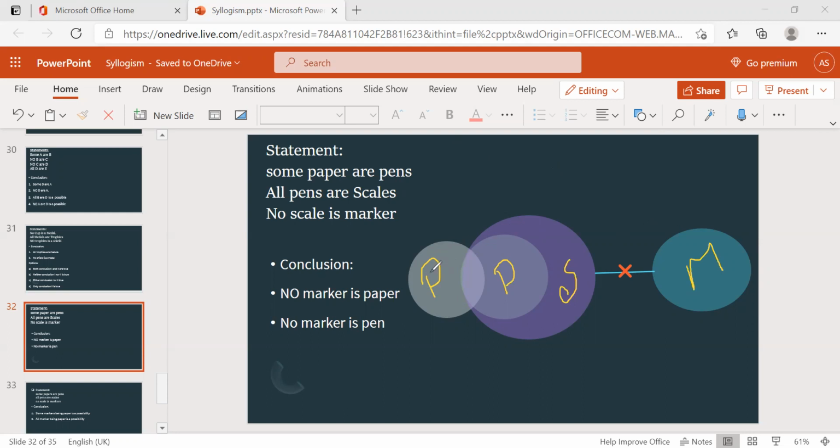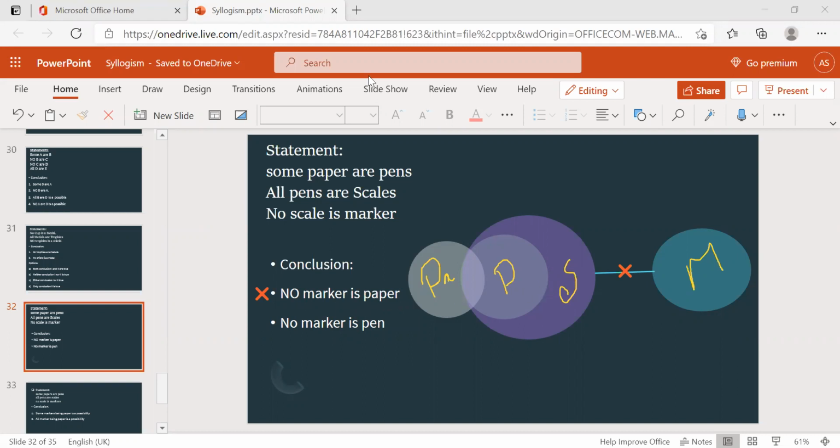Okay. So here is a paper. There is no connection between the paper and marker, and they are saying yes, no marker is paper. We cannot say like this, right? So it may be a chance, it's a connection. So according to rule note number 1, this will be wrong. If they said no marker is a pen, it's a possibility, then we can accept that.